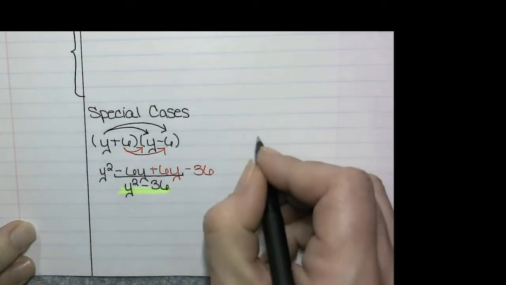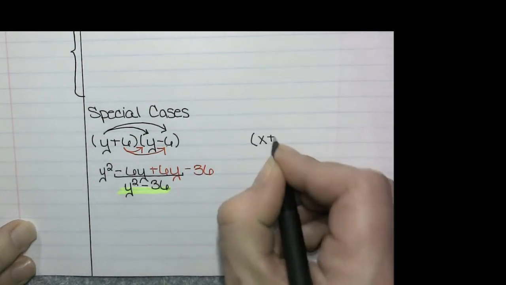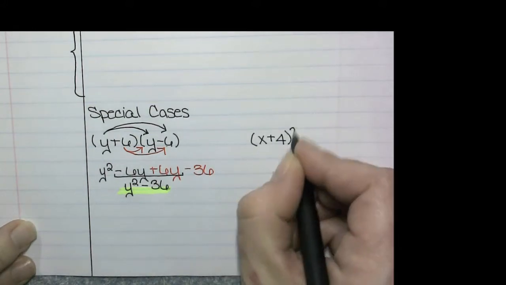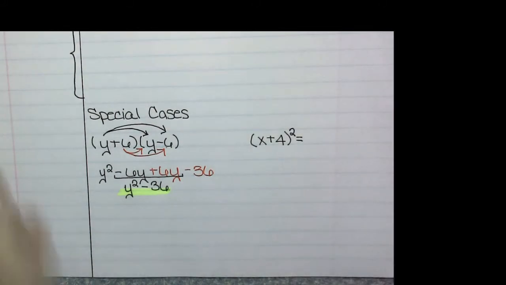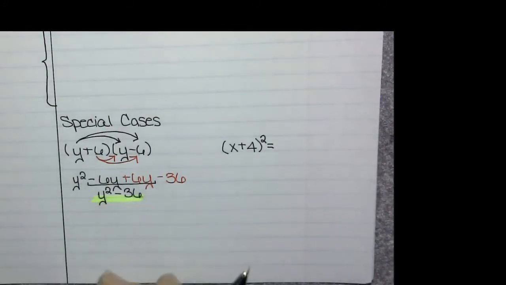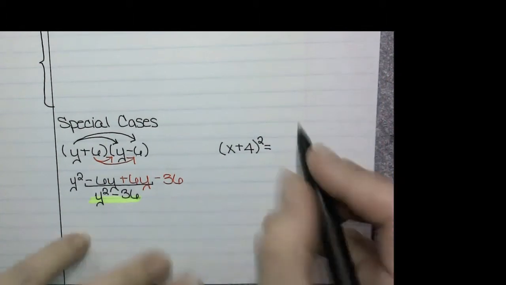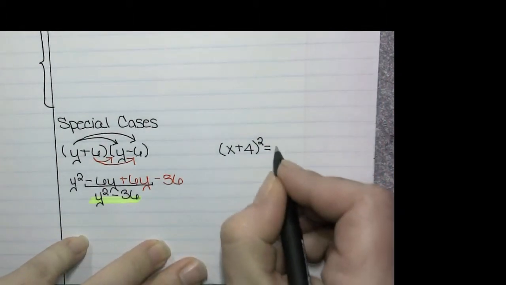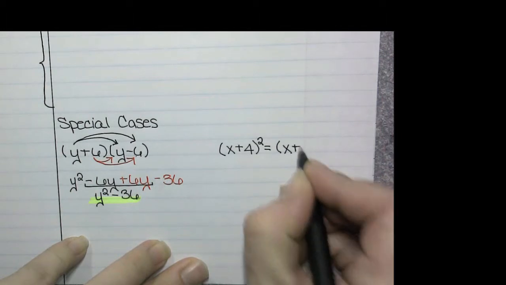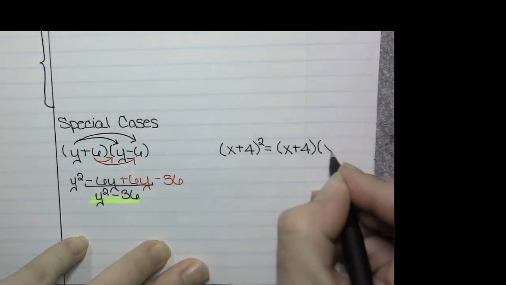Let's look at something like x plus 4 squared. Now if we were to write this in expanded form, how many x plus 4's would I have? This exponent tells me I'm going to have 2 of them. So I'm going to write that out as x plus 4 times x plus 4.